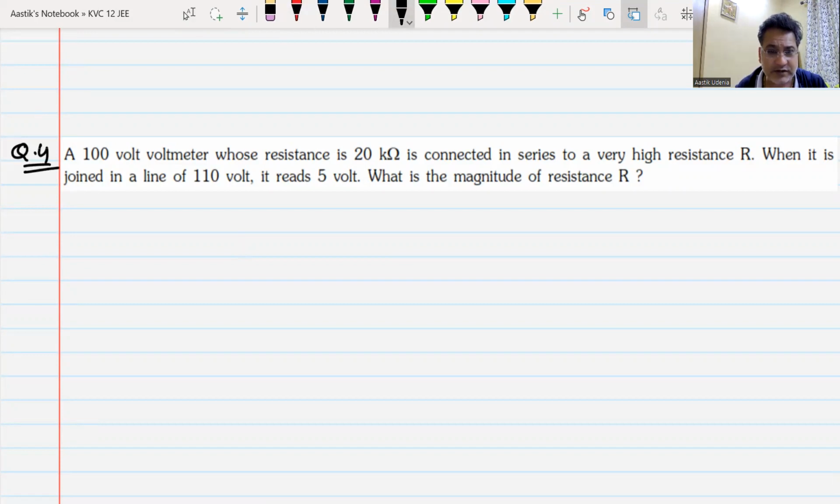A 100-volt voltmeter, that is the range, whose resistance is 10 kilo ohm, is connected in series to a very high resistor. When it is joined in a line of 110 volt, the voltmeter reads 5 volt. What is the magnitude of the resistor? Simple question.